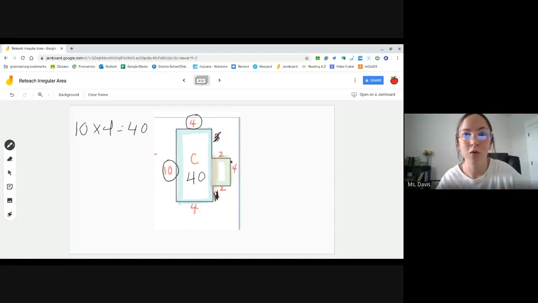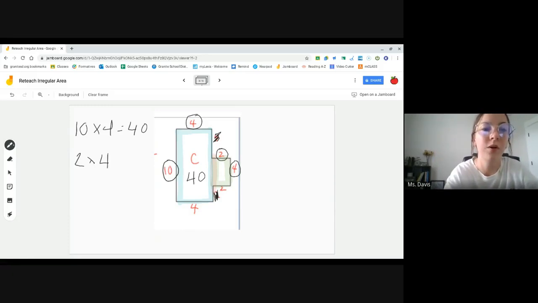And then I have a 4, which is the top to bottom edge. So that's what I need. So I need the 2 and I need the 4, and that's the height. And then this is the length. So 2 times 4 equals 8.